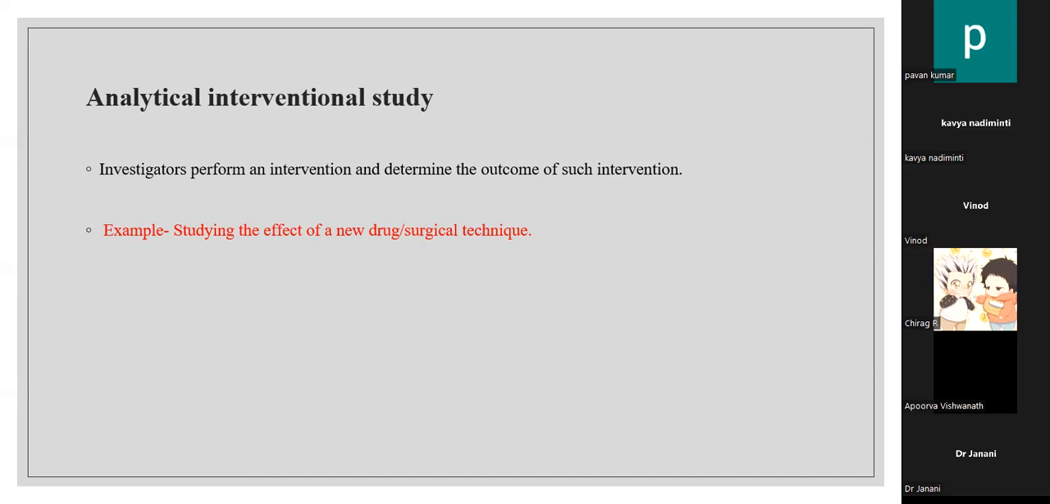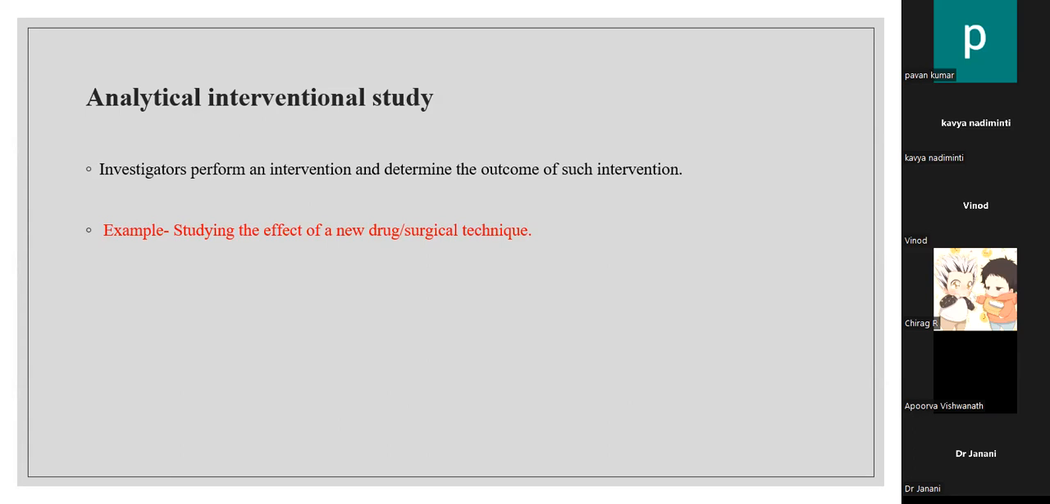In a cohort study, you are going to select a group of cohorts. What is a cohort? A cohort is a group of a similar population, sharing something in common. It may be all females of a particular geographical area, or all smokers of a geographical area. Something common should be there. That group sharing something in common is called a cohort.